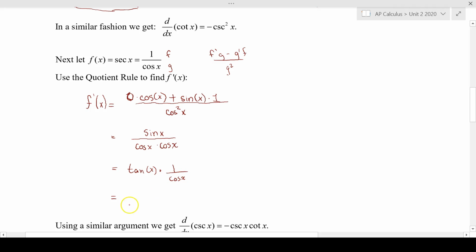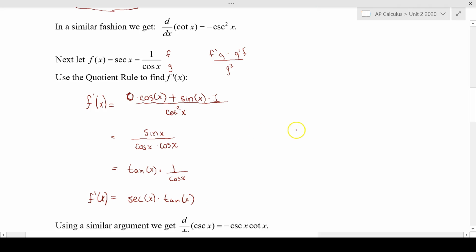So, actually, whenever I write this, I typically write it as secant x tan x. And I don't know, maybe it's because it's in alphabetical order. Maybe that's the reason why we write it as secant x tan x. But that's the way we typically see that derivative.